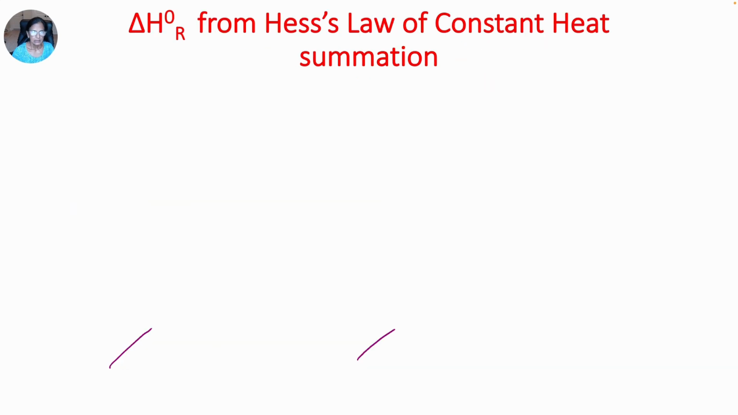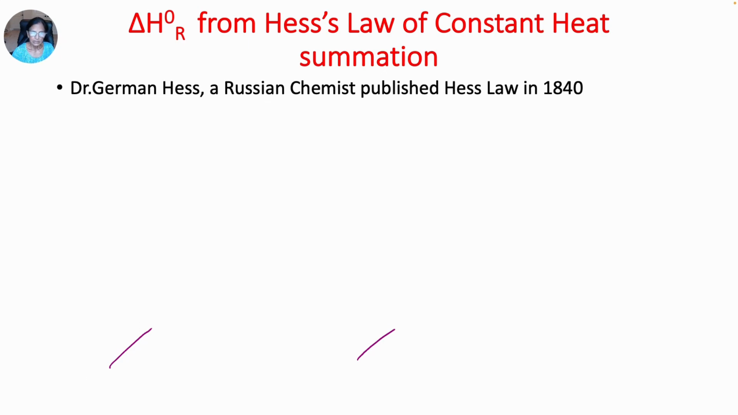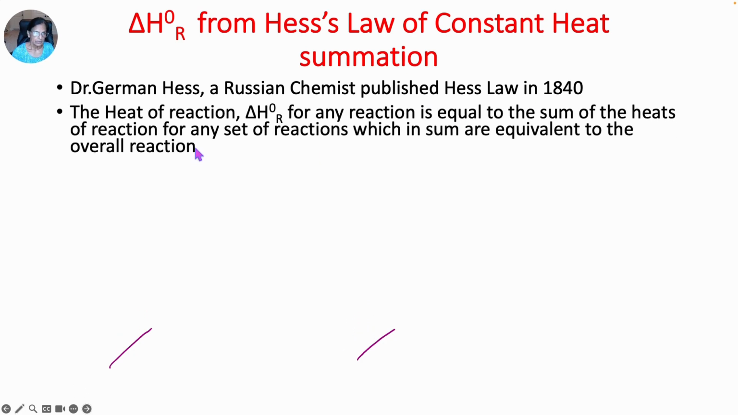Now let's see the last method, that is delta H0R from Hess law of constant heat summation. Dr. Germain Hess, a Russian chemist, published Hess law in 1840. What is the law? The heat of a reaction delta H0R for any particular reaction is equal to the sum of the heats of reaction for any other set of reactions, which in sum are equivalent to the overall reaction. That means we can take any other set of reactions, but at the end the reactants and the products must be the same. Then in that case, delta H0R of these two reactions are equal.